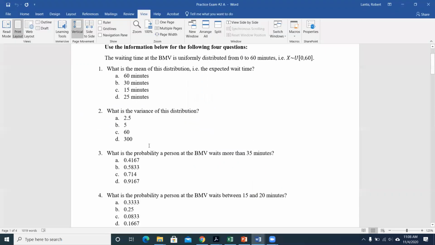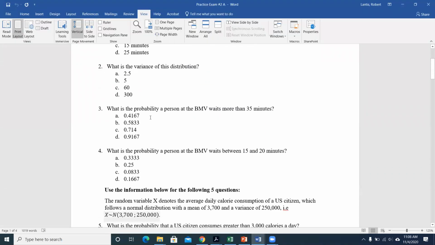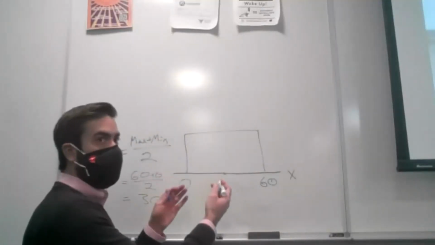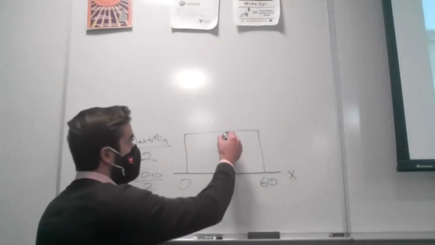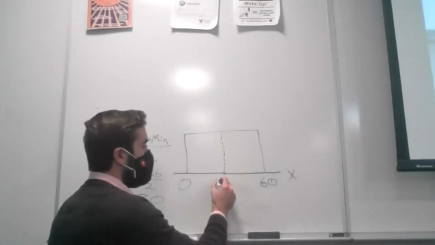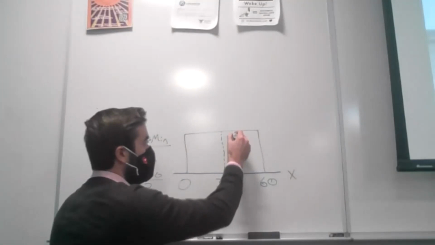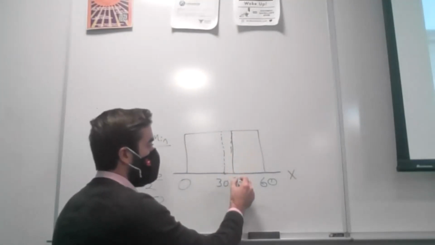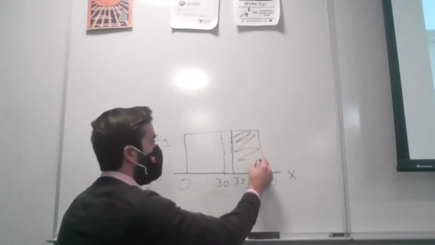All right. So the next one is, what's the probability a person waits at the BMV more than 35 minutes? This is where probably the easiest thing to do is to have it visually, right? So we want more than 35. If I already have my uniform distribution drawn out, and just as a reminder, what was our mean? Our mean was 30. So we want 35 or more.